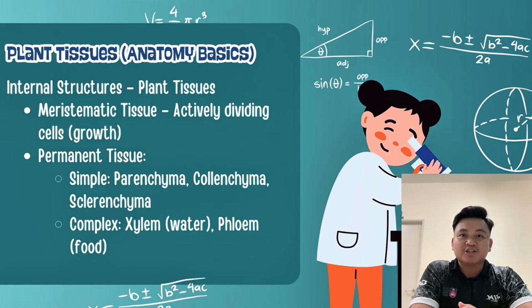Then we have permanent tissue, which doesn't divide. This includes simple tissues like parenchyma, which stores food and water, collenchyma, which provides flexible support, and sclerenchyma, which gives strength to mature parts. Not just that, we also have complex tissue, which is xylem, which transports water from roots to leaf, and phloem, which transports food made in the leaf to the rest of the plant. Together, these tissues keep the plant alive and functioning.